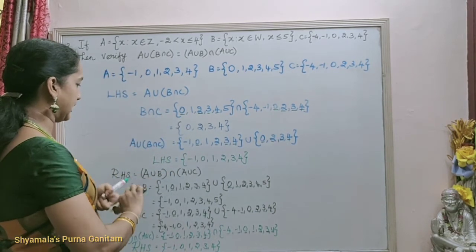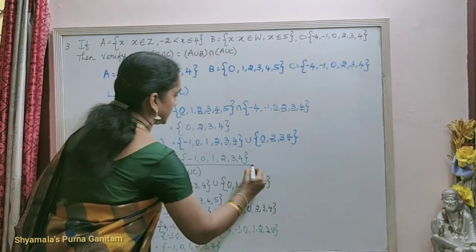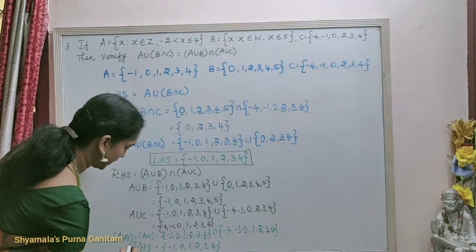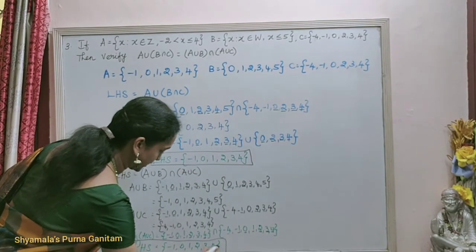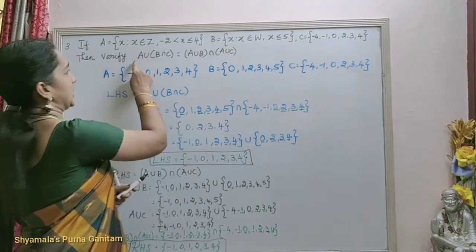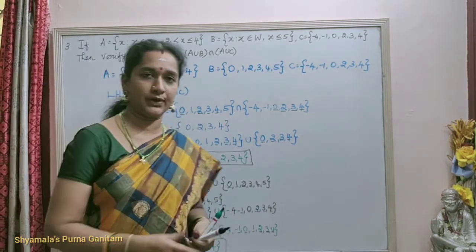Okay, so this is our LHS value: minus 1, 0, 1, 2, 3, 4. And our RHS value is also minus 1, 0, 1, 2, 3, 4. So we were asked to verify that, and we have verified it.